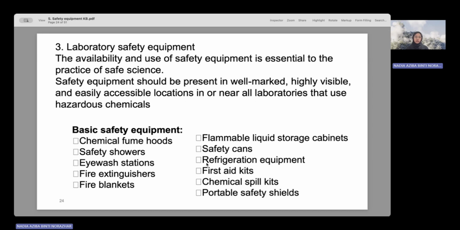If we are to observe, these are actually the basic equipment that is always in our lab setting. So these are the basic requirements to set up a lab.